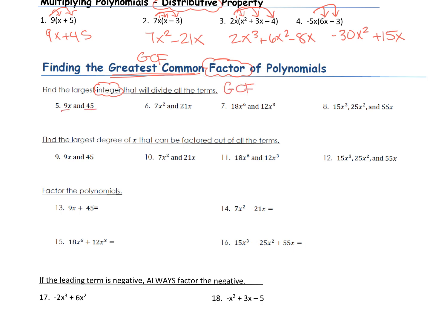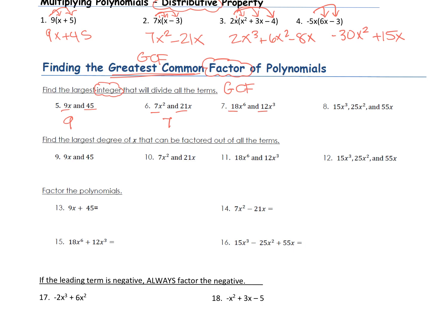So I'm looking at the 9 and 45. And they both have 3 in common. 3 is a factor of both of them. But when I'm looking for my greatest common factor, I'm looking for the largest integer that will divide evenly into both. So 9 would be my GCF. 9 goes into 9 one time, and 9 goes into 45 5 times. 7 and 21 both have a 7 in common, so 7 would be the greatest common factor. 7 goes into 7 one time, and 7 goes into 21 3 times.